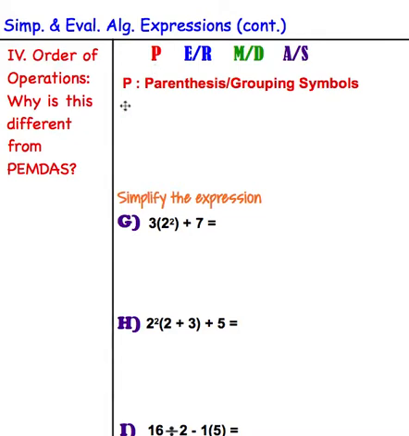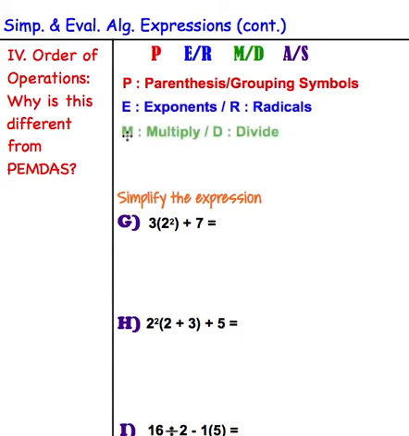E and R we put together, and those represent our exponents and our radicals, followed by multiplication and division. Remember, done left to right. And then finally adding and subtracting, also done left to right. So please make sure that you do whichever one comes closest to the left, as opposed to doing multiplication first and then division second. Looking at a couple of these examples.